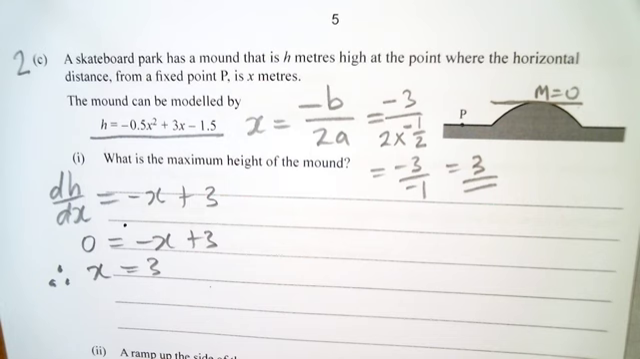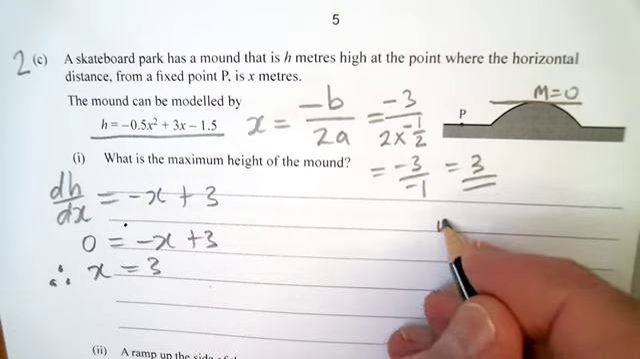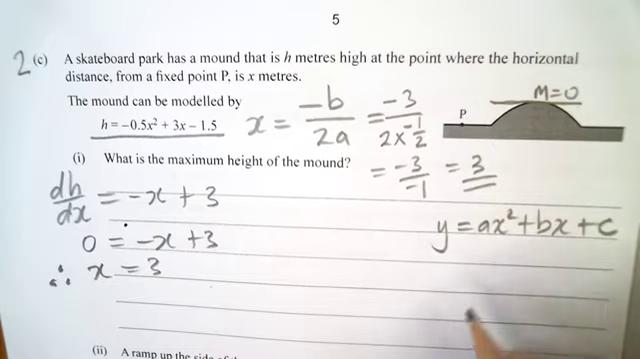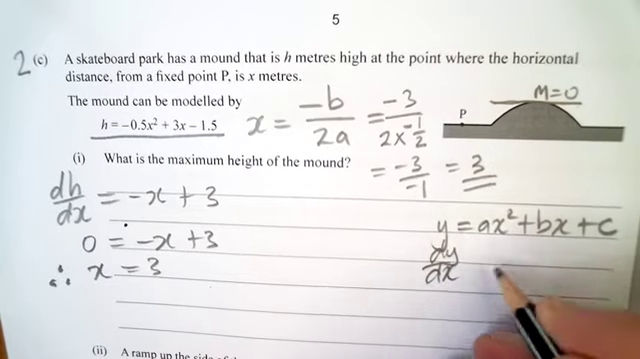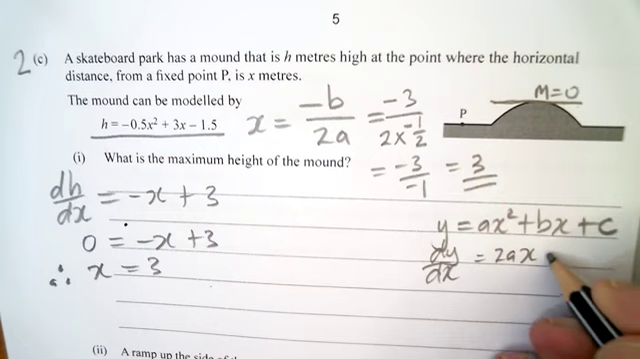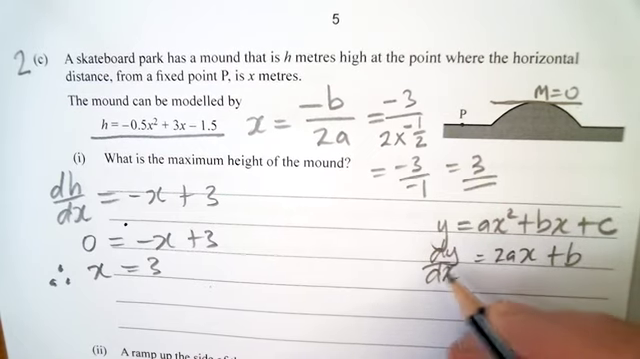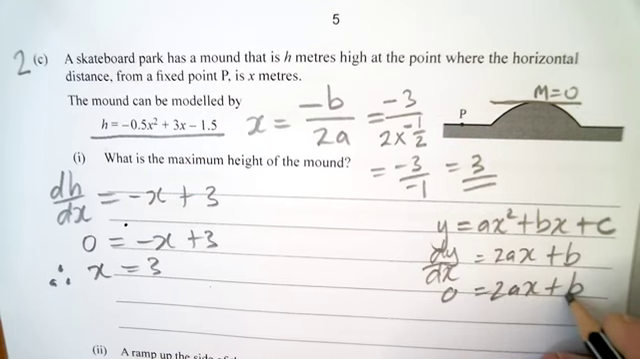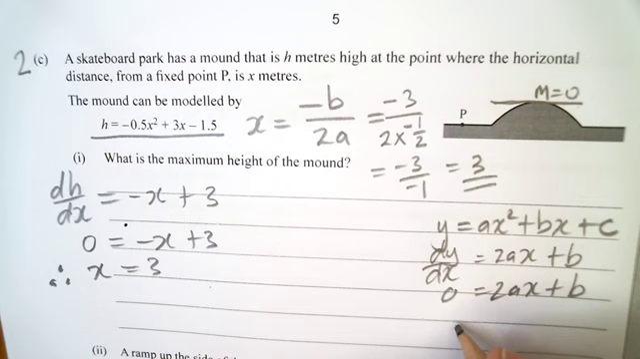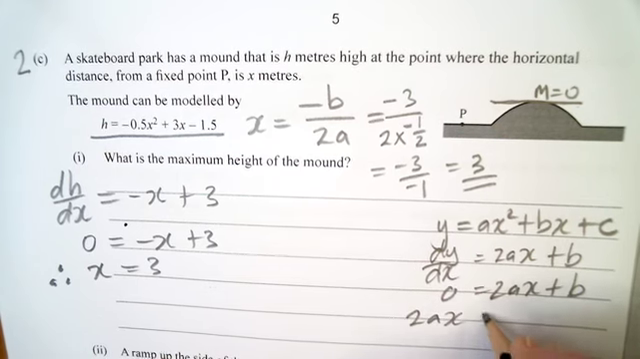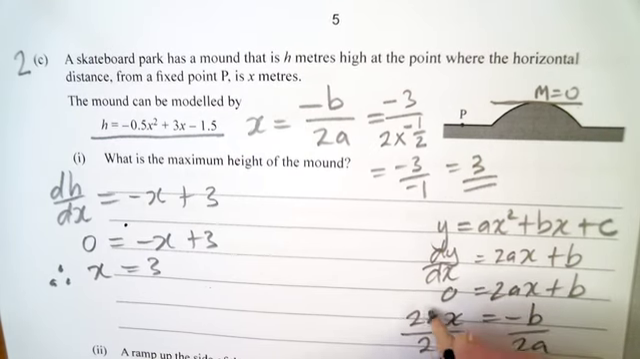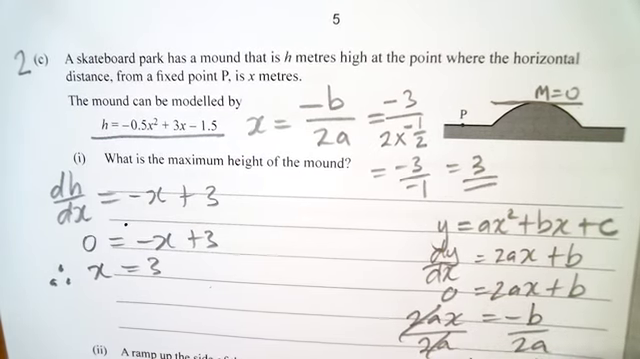You can do that quite easily using the general equation for a quadratic. We would just say y is equal to ax squared plus bx plus c. We would differentiate this, dy/dx, which is 2ax plus b. We'd make this equal to 0, so 0 is equal to 2ax plus b. We would subtract b from both sides, so we've got 2ax is equal to negative b. We would divide both sides by 2a, and x would be negative b on 2a.